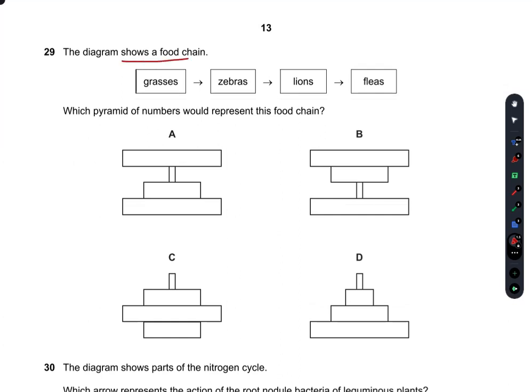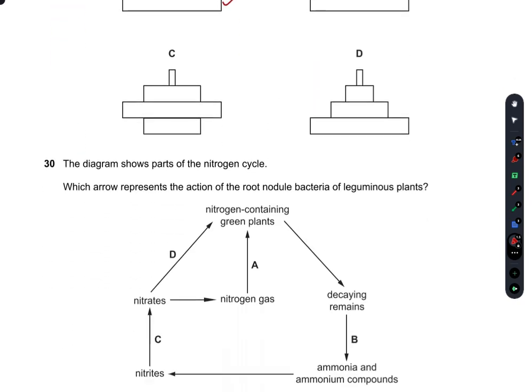The diagram shows a food chain. So grasses, zebras, lions, and fleas. A flea is an insect. So which pyramid of numbers would represent this food chain? Fleas are greater in number, grasses are greater in number, zebras are lesser than grasses, and lions are the carnivores. So A is the best pyramid of numbers we need.